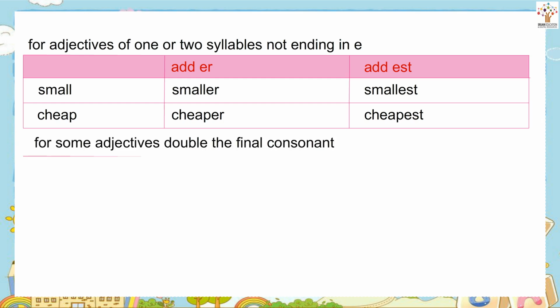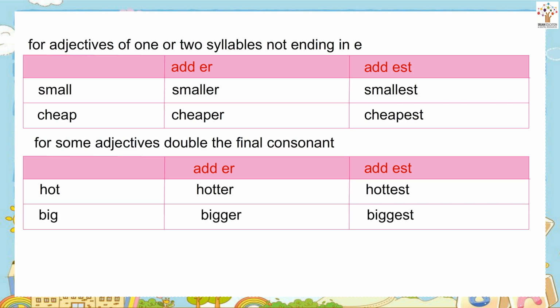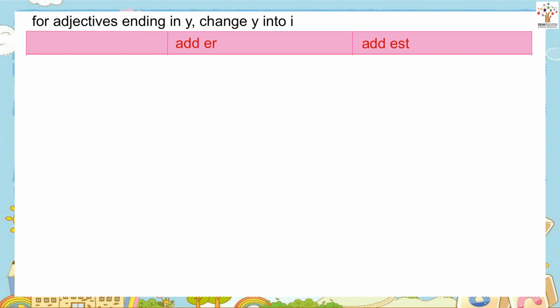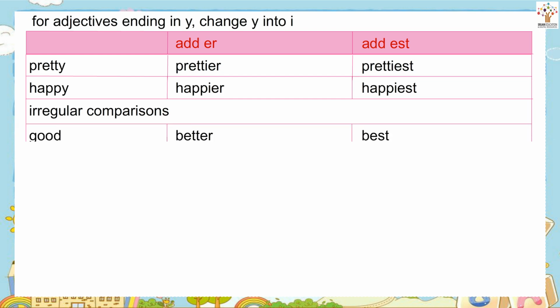For some adjectives, double the final consonant. Add er, add est. Hot, hotter, hottest. Big, bigger, biggest. For adjectives ending in y, change y into i. Add er, add est. Pretty, prettier, prettiest. Happy, happier, happiest.